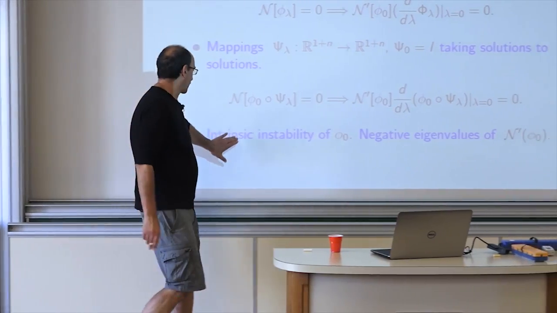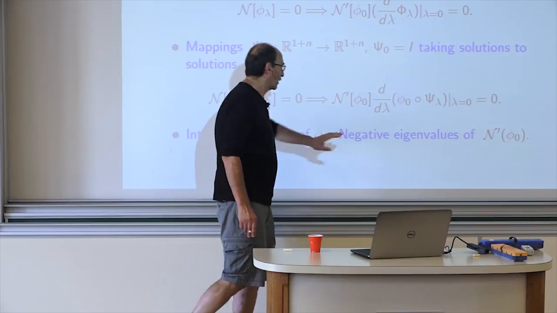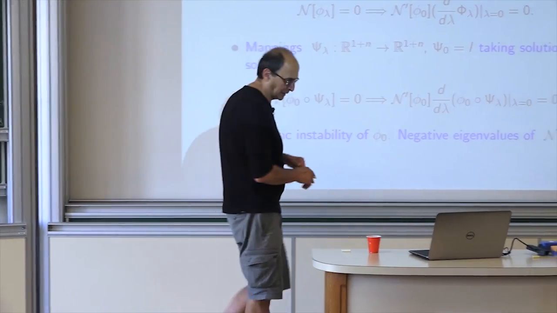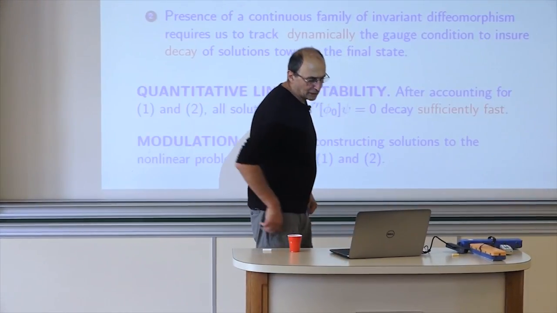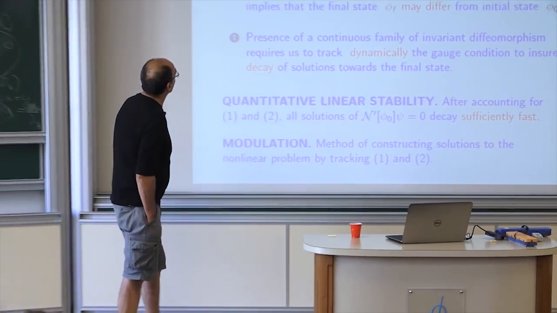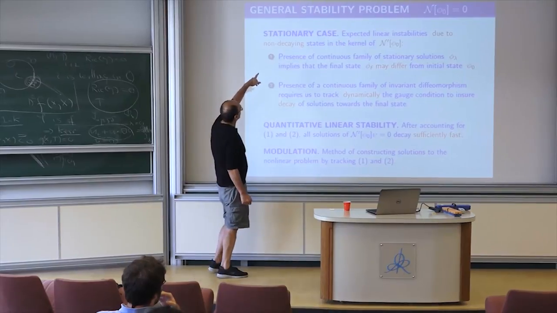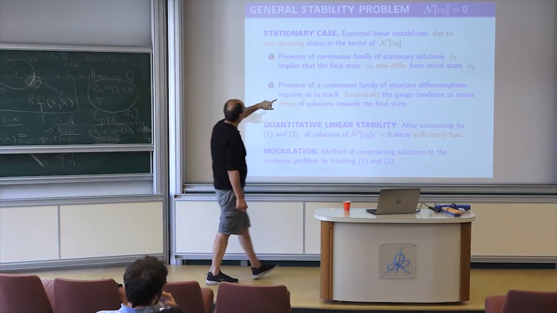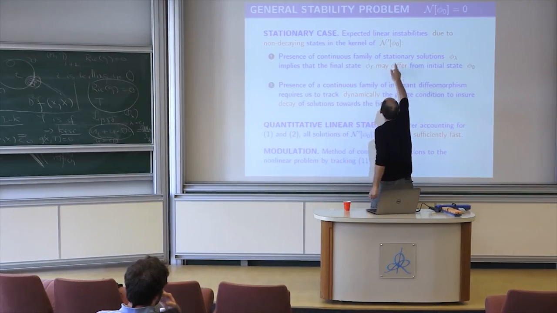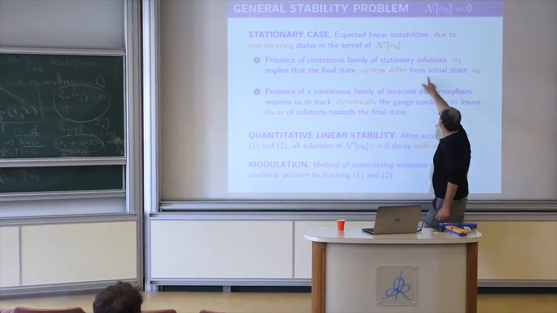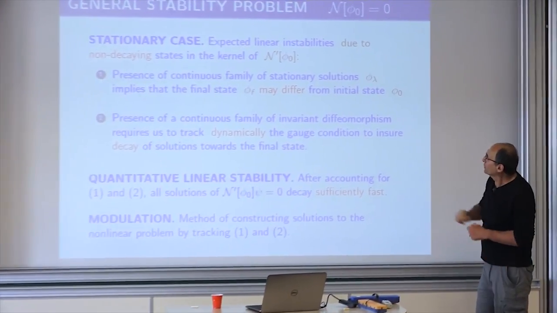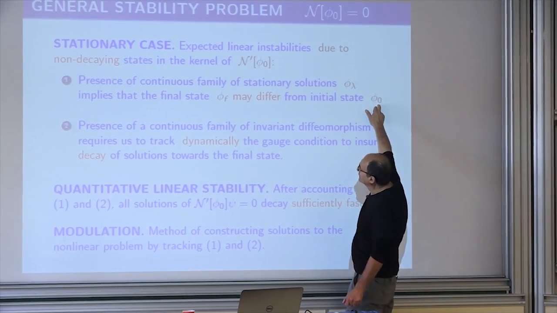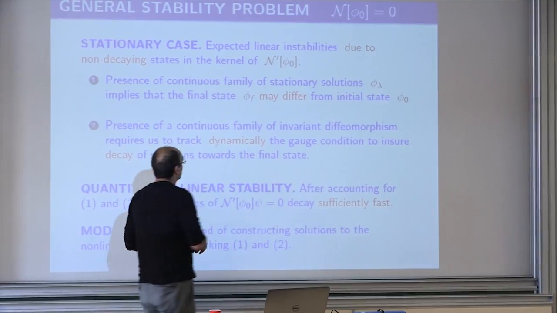Now, finally, we have the intrinsic instability of phi zero, which means if you have negative eigenvalues, then you are dead. There is nothing you can do. I mean, in that case, you don't expect any stability. All right, so here is what can happen in the linearized case. Again, the presence of a continuous family of stationary states will imply that the final states may differ from the initial state phi zero. In other words, you make a perturbation of phi zero, but in reality, you don't converge back to phi zero. You converge to something entirely different, and that you'll have to find. In other words, the final state has to be found.